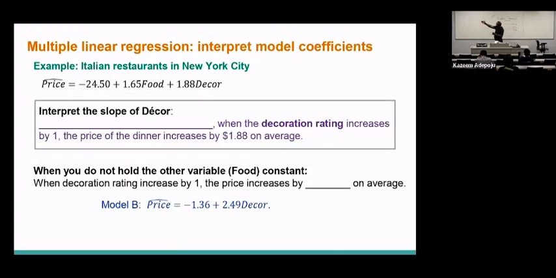Now, you're going to do the same thing for the slope of decoration. In the slope of decoration, what is missing is after keeping food constant. When the decoration rating increases by one, the price of the dinner increases by $1.88. And we also consider a situation where you did not adjust for the effect of food. So take a look at that.